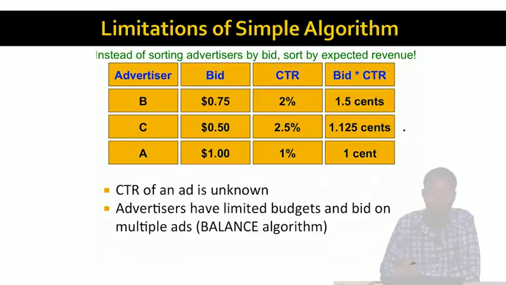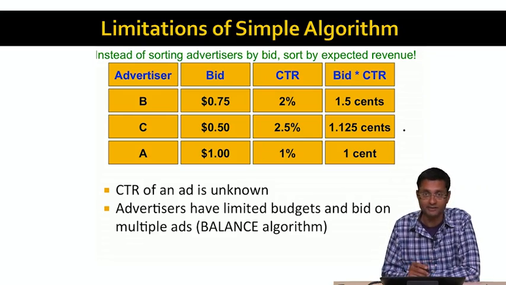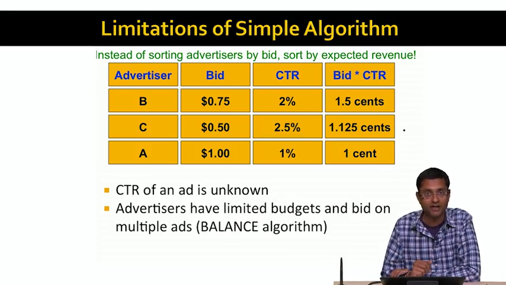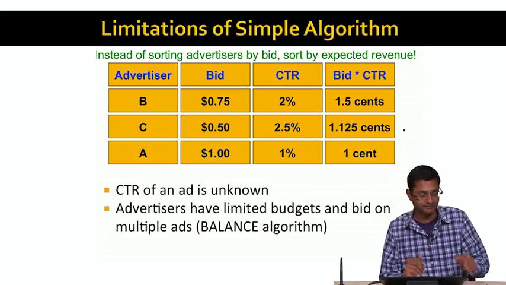So here's a simple algorithm that we've seen, which was to sort by expected revenue, which is bid times CTR. And it turns out that if the CTR of each ad is known and if advertisers have unlimited budgets, then the simple algorithm, which is to sort by expected revenue, is actually optimal. However, advertisers don't have unlimited budgets in practice, and the CTR of an ad is unknown, so we have to do something different. Let's start with problem one, which is to estimate the click-through rate of an ad. And in the next lecture, we'll look at an algorithm called Balance, which deals with the fact that advertisers have limited budgets.